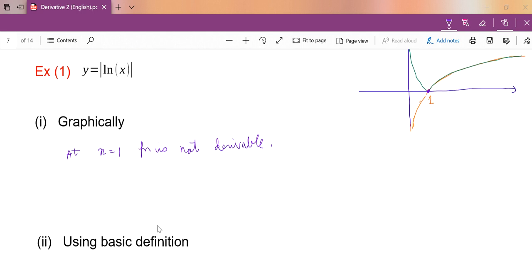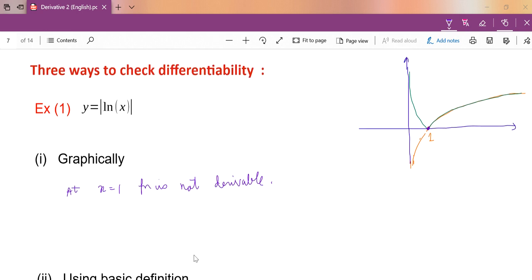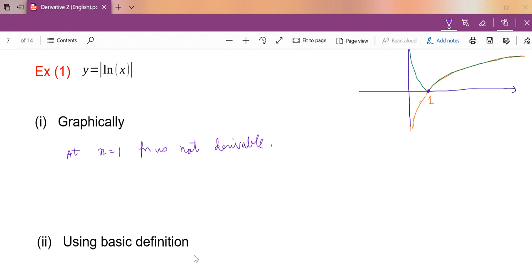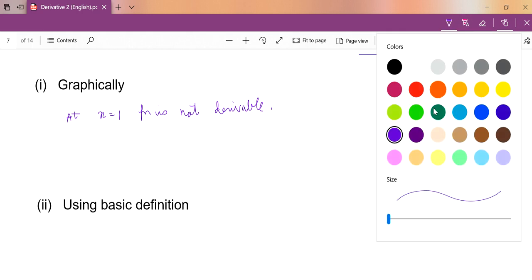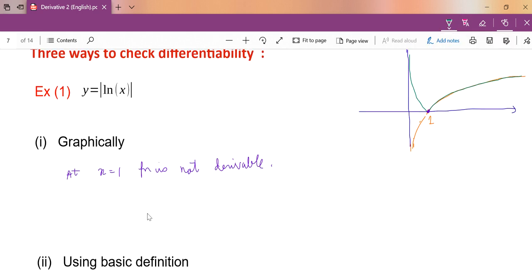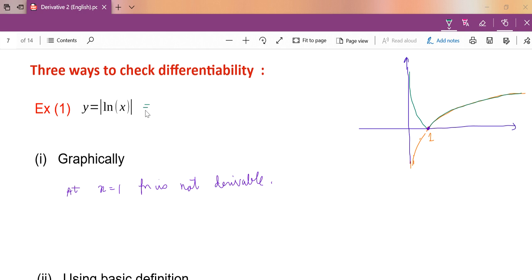Now let's see how I could have used the basic definition. If I want to use the basic definition and check at x is equal to 1 whether my function is derivable or not, what do I do? First of all, why should I check at x is equal to 1? Because I know that this changes sign at x is equal to 1. This function is log of x when x is greater than or equal to 1, and minus log of x when x is greater than 0 but less than 1. It is not defined for 0 or negative values, isn't it?